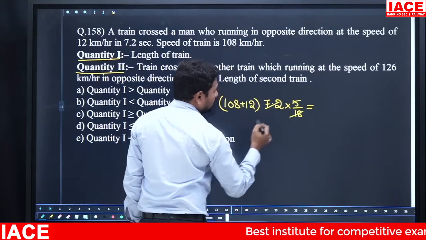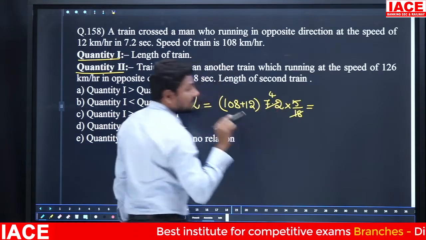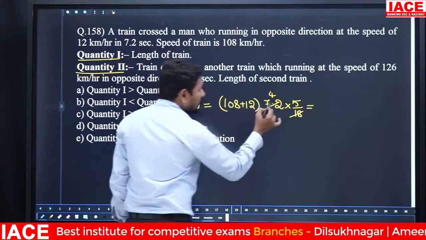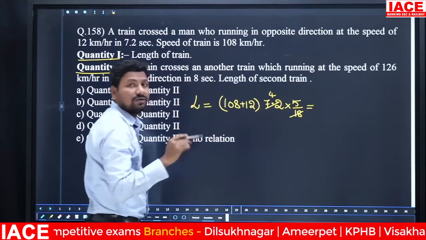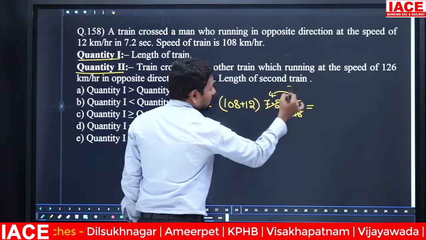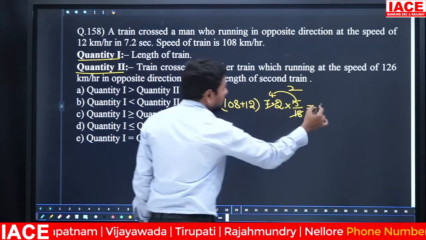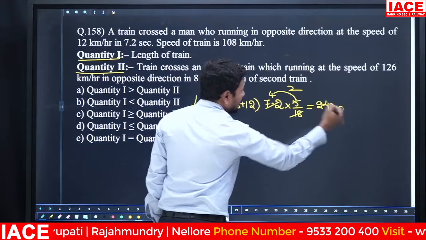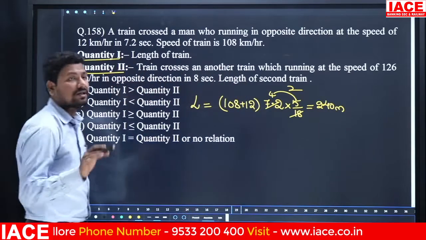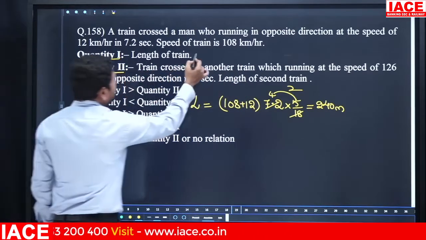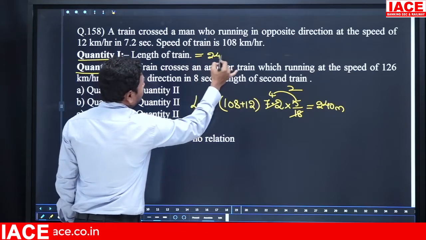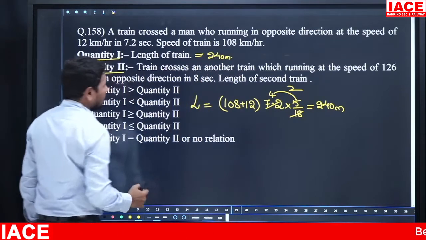18 into 7.2, how many times? 4 times. 4 5s are 20. In 20, with one decimal, the 0 will be cancelled. It becomes just 2. 108 plus 12 is equal to 120. 120 times 2 is equal to how many meters? Length of the train is 240 meters. Then quantity 1 is calculated. It is 240 meters. And look at quantity 2.